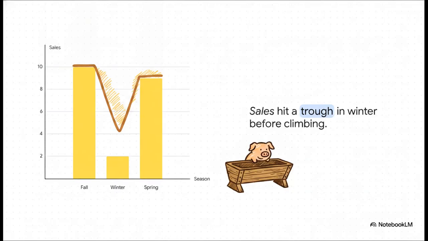And this brilliantly illustrates that data definition we just arrived at. Just take a look at this bar chart tracking sales. We see a high in the fall up at 10, then a drastic plunge in the winter all the way down to 2, and then a recovery in the spring back up to 9. The shape drawn by the tops of these bars visually creates, you guessed it, a long, low dip. So we can accurately say, sales hit a trough in winter before climbing again in spring. It's pretty amazing. You're literally tracing the exact physical shape of a pig's feeding container right there in corporate data.